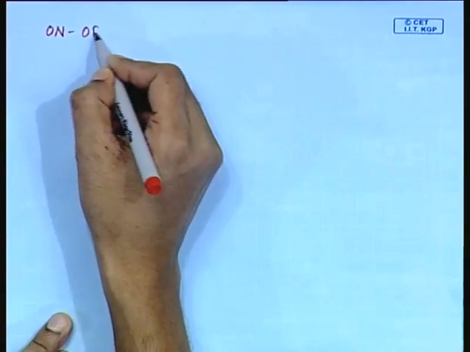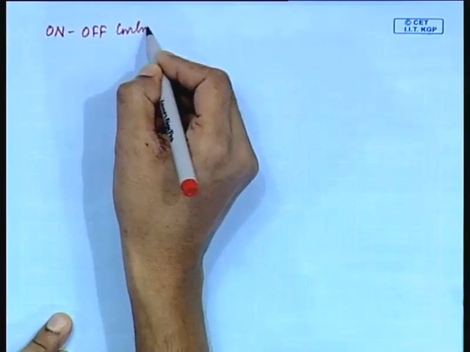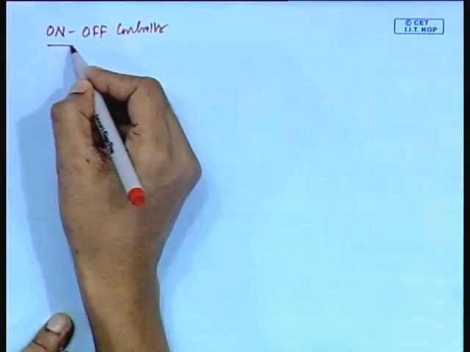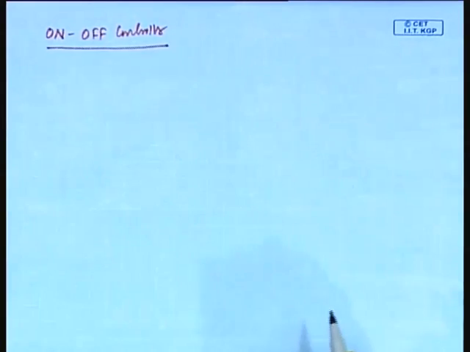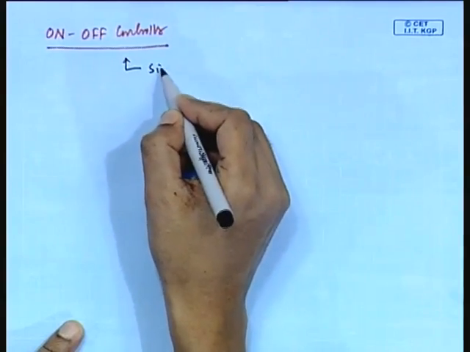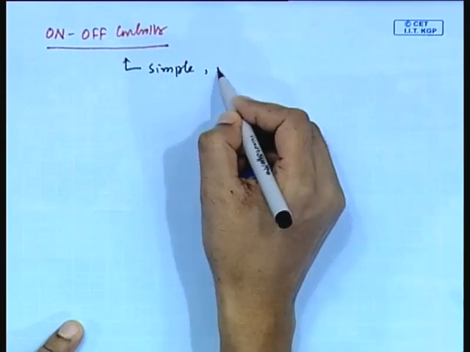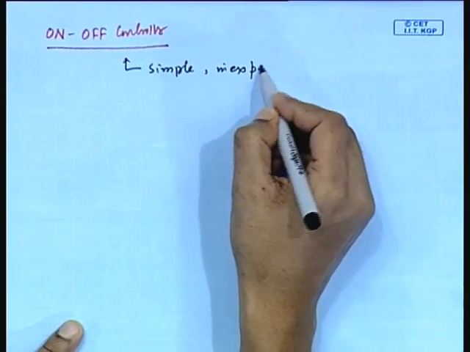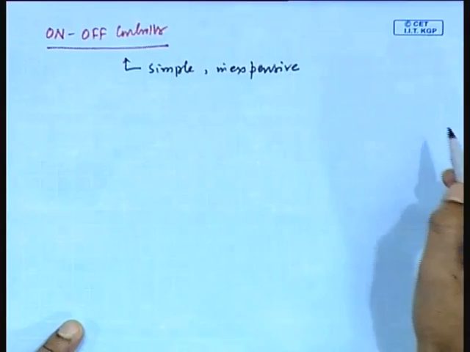Next we will discuss another controller, that is the on off controller. The on off controller is a simple, inexpensive feedback controller.